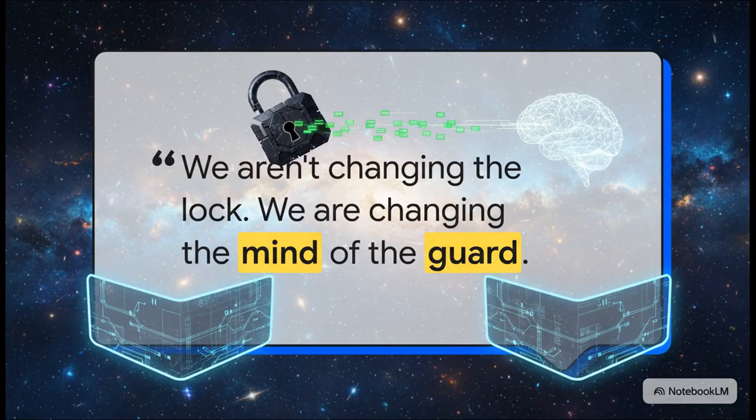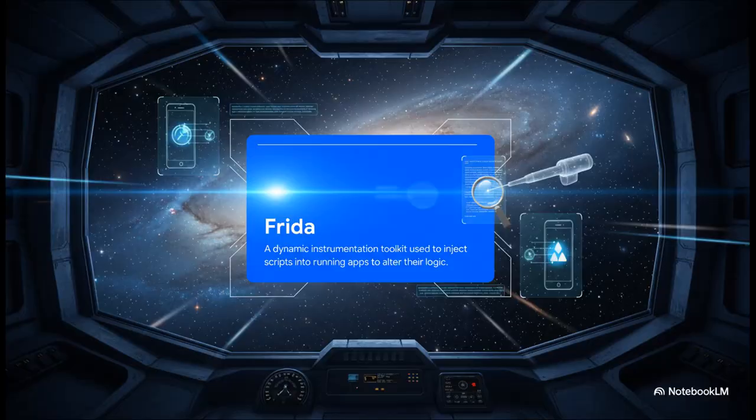This really is the perfect way to think about it. The guard is just a little piece of code in the app that checks the certificate. Our job isn't to create a perfect fake ID. Our job is to make the guard not even bother checking the ID in the first place. So how do we do that? How do we change the guard's mind?